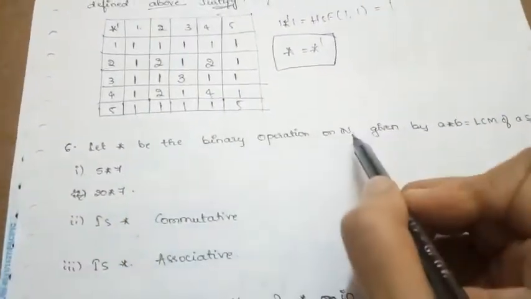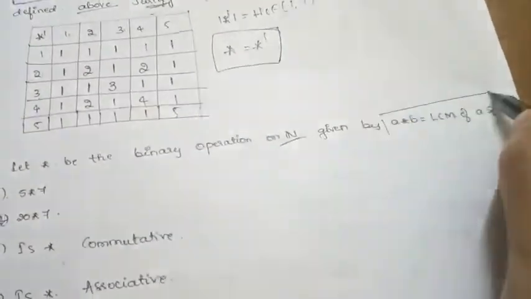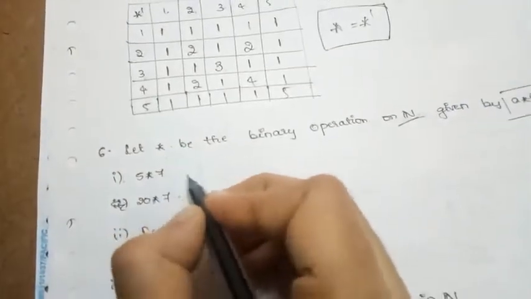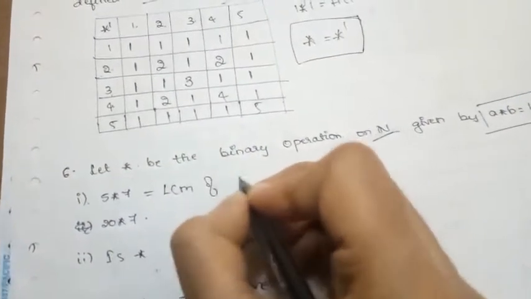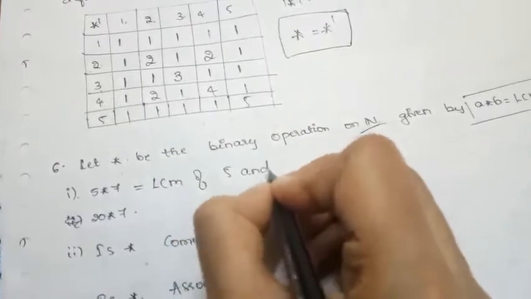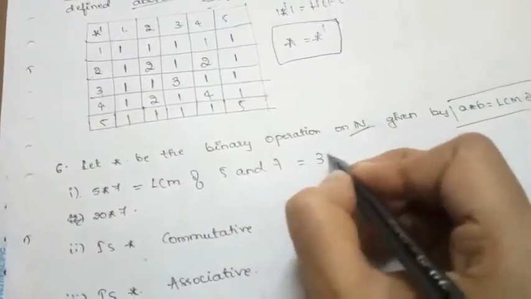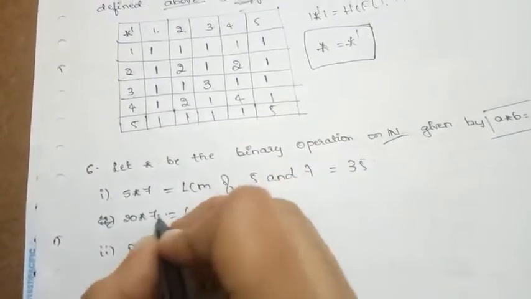Here, star is a binary operation on the set of natural numbers. How is it defined? A star B is the LCM of A and B. We need to find what 5 star 7 is. According to the definition, it is nothing but the LCM of 5 and 7. What is the LCM of 5 and 7? It is 35.